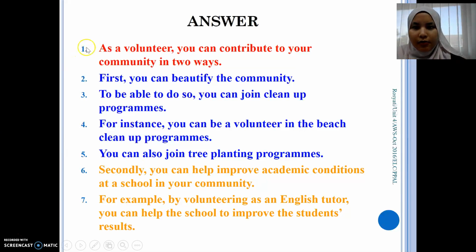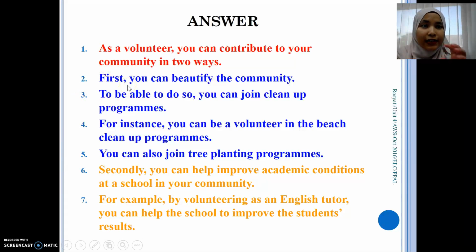Alright, so the first should be, as a volunteer you can contribute to your community in two ways. This should be the first sentence leading to the other sentences. That means this is the head. Okay, you know that the key point here is two ways. That means we are expecting to read further immediately after this sentence about the ways. So two ways, that means we'll begin with the first way, correct? So this is the indicator.